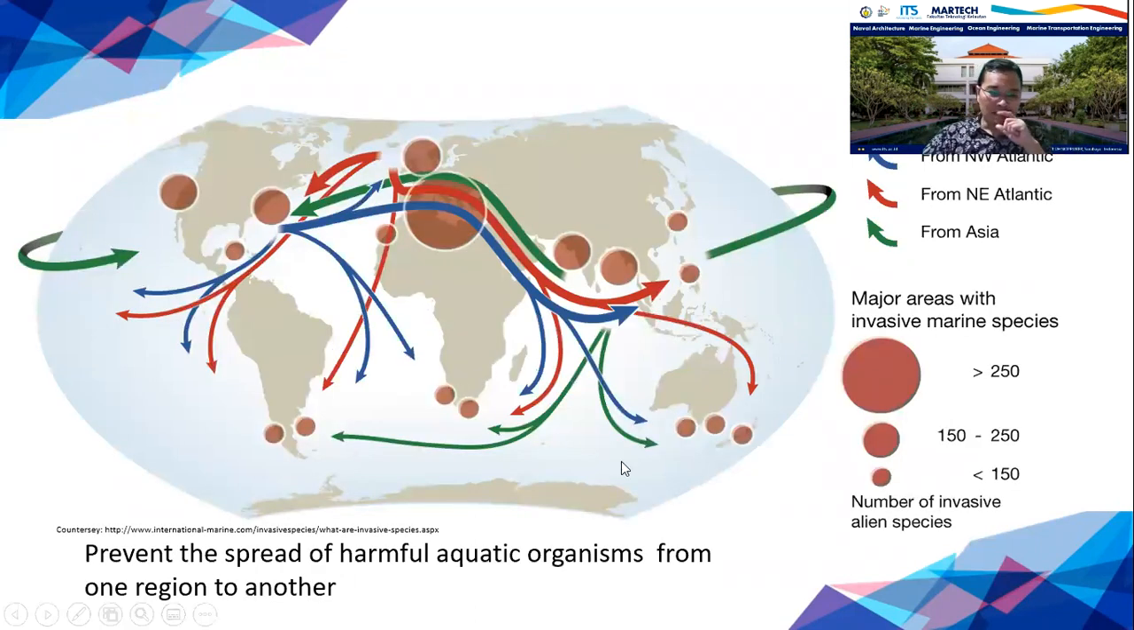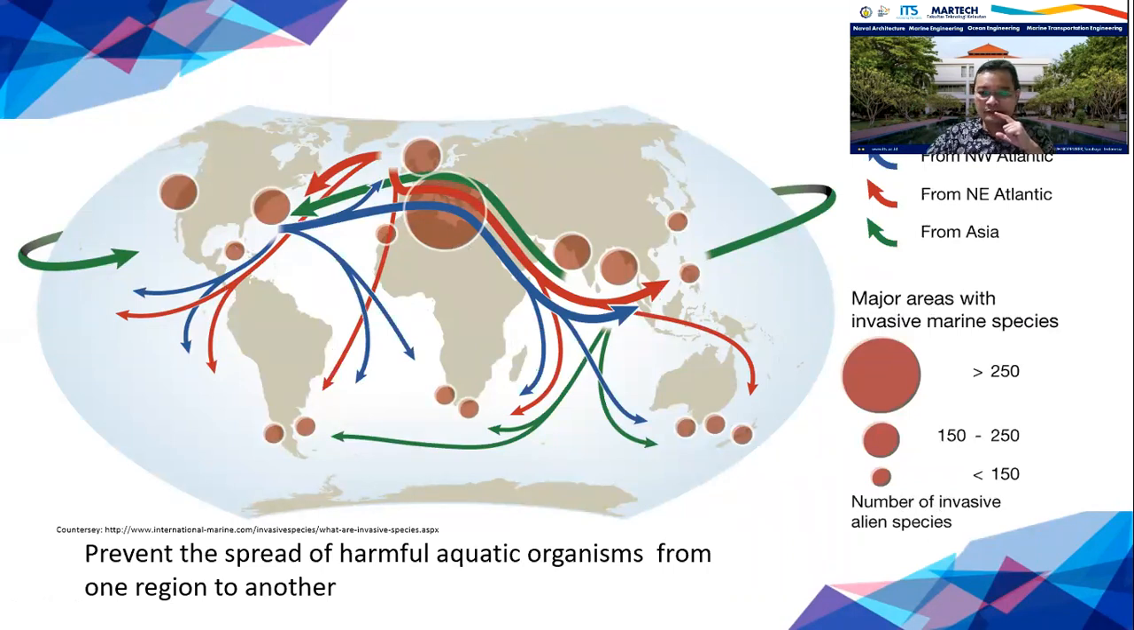If you have a look at this one, there are some possible ways the ship has to move in the world. If you have a look, it's possible to move from here to here, and from here to here, and from here to here. This figure shows the major areas with invasive marine species.